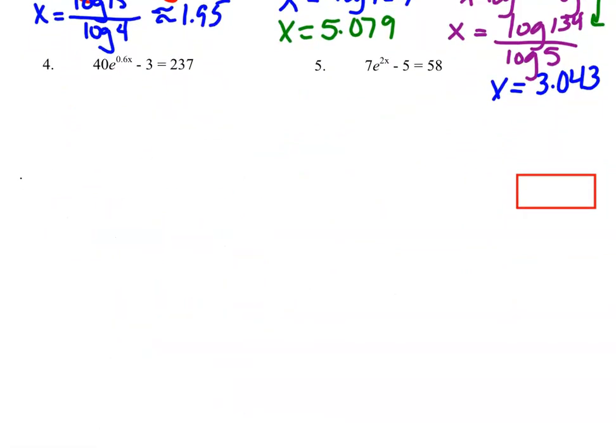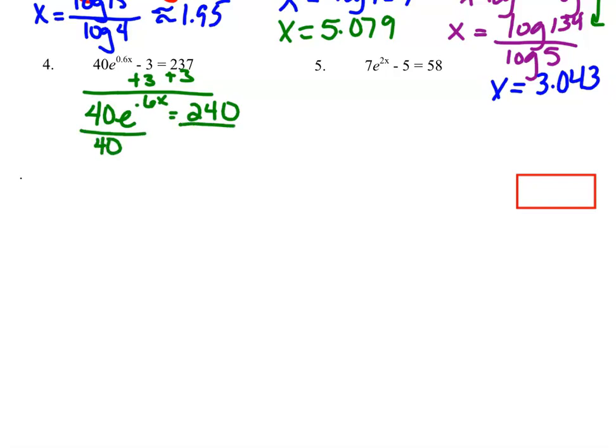All right, notice on the next couple, we have a little bit more we want to do before we can deal with the power. So in this first one, I'm going to add 3 to both sides. So 40e to the 0.6x equals 240. And then I'm going to divide that 40 out. I really want to isolate what's being raised to the power. And in this case, the only thing being raised to the power is the e. So we have e to the 0.6x equals 6.